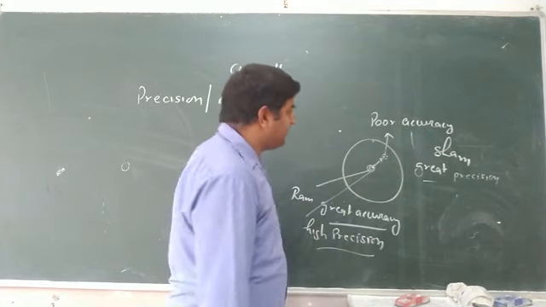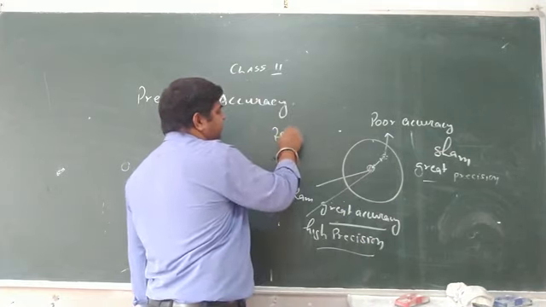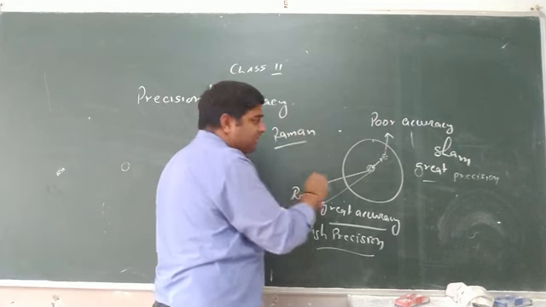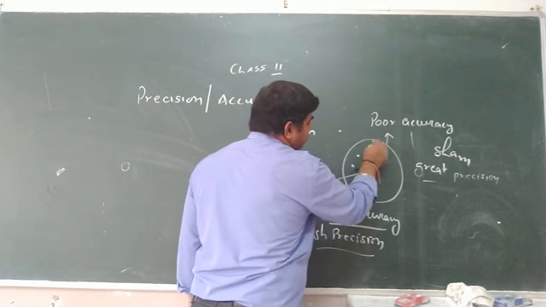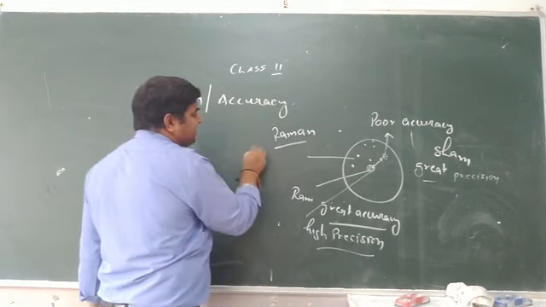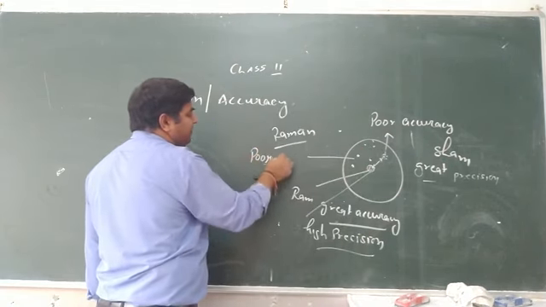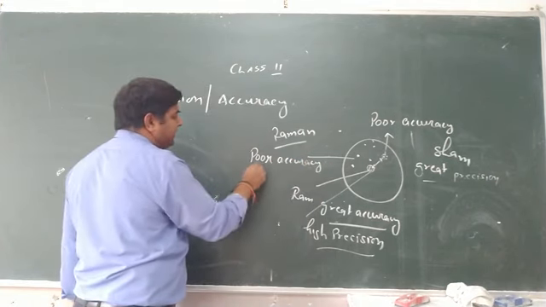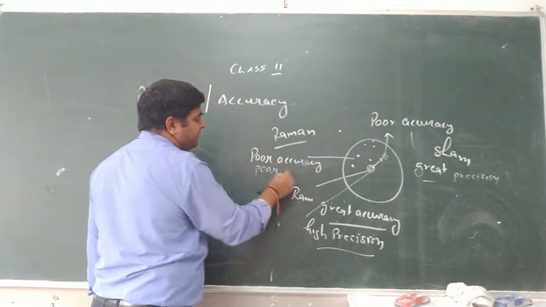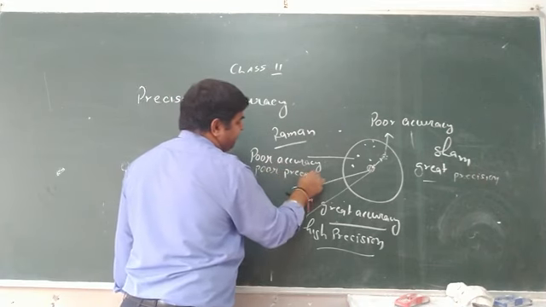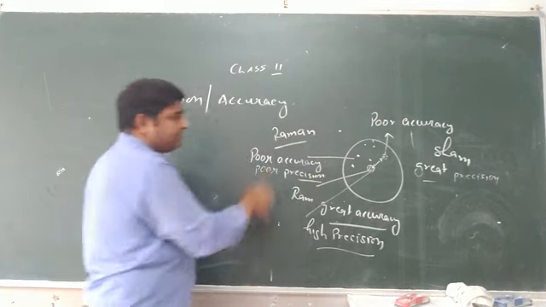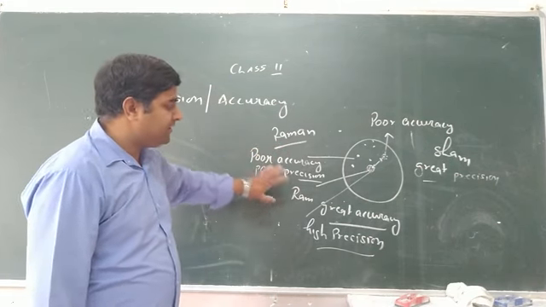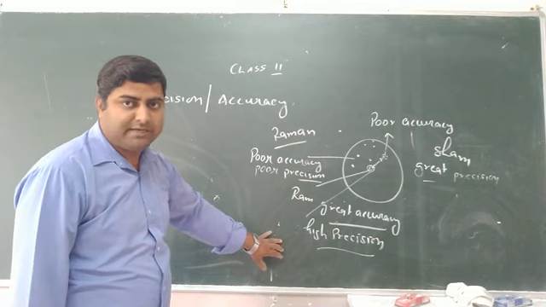Now let us take another boy, Raman. Now Raman has thrown the dots and they are hitting like this. In this case, we say Raman has poor accuracy and poor precision. So now I think you understood the difference between accuracy and precision.